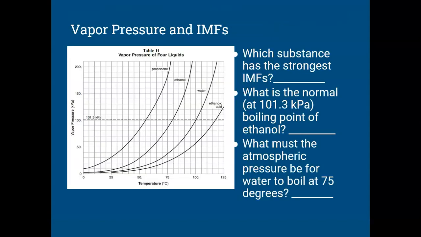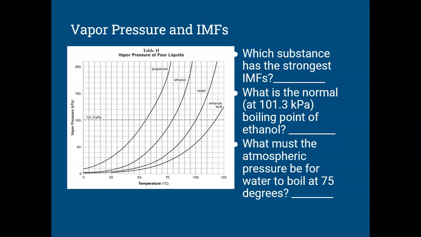All right, so let's look at this graph and take a minute to just examine it. On the y-axis, we have the vapor pressure in kilopascals, which is a unit of pressure. And on the x-axis, we have the temperature in degrees Celsius. That dotted line at 101.3 kilopascals is standard atmospheric pressure.